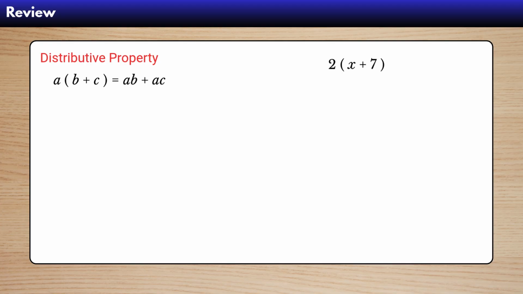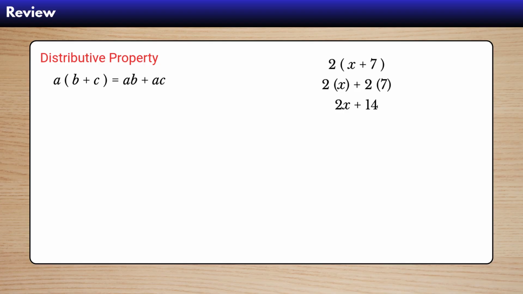Consider the expression 2 times the quantity x plus 7. This means that we have 2 of x and 2 of 7, or 2 times x and 2 times 7. 2 times x is 2x, and 2 times 7 is 14, giving us the expression 2x plus 14.